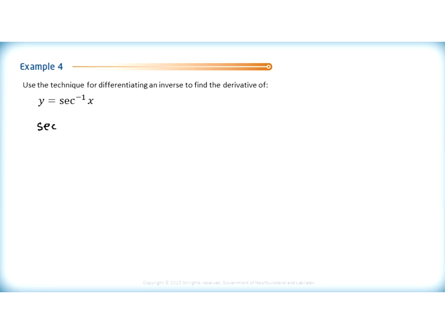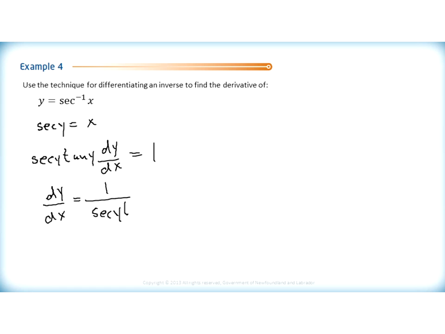So this means that secant y is going to be equal to x. And of course the derivative of secant is secant times tan, and this is implicit, so we need dy over dx, and that has to be equal to 1. Then dy over dx will be 1 over secant y tan y.